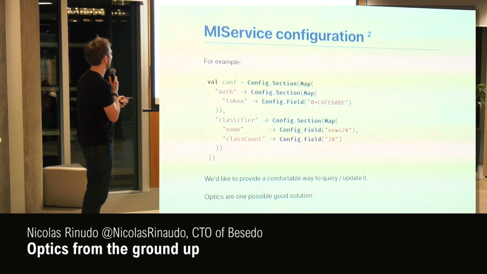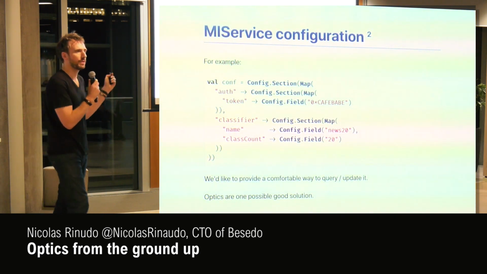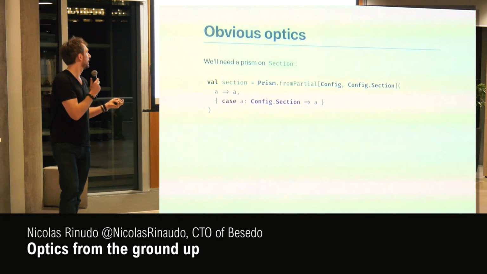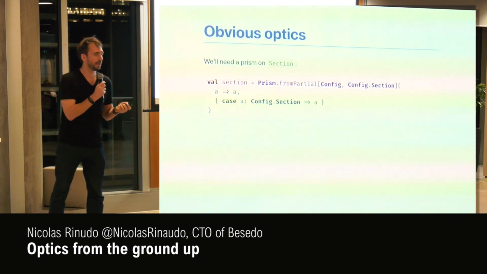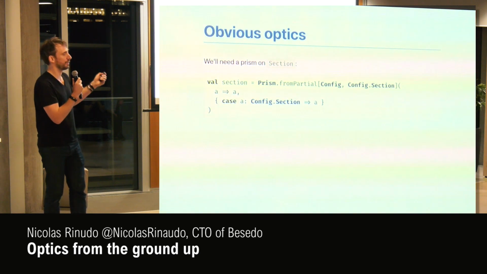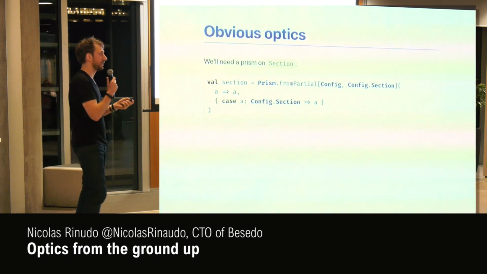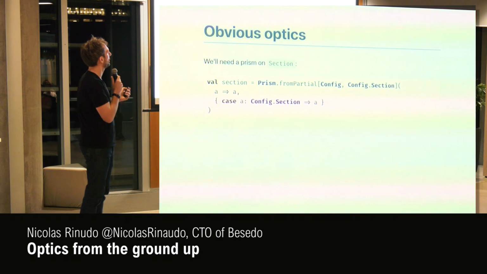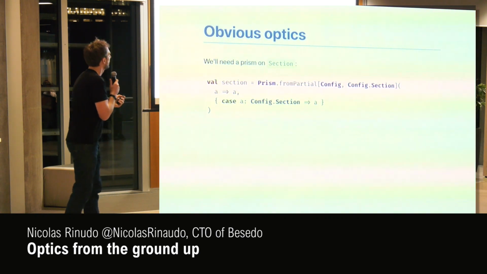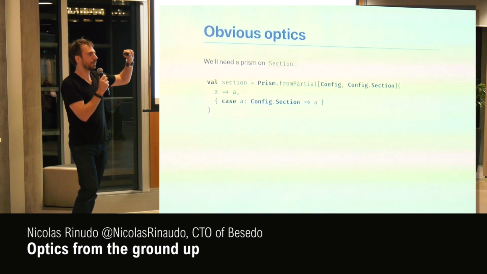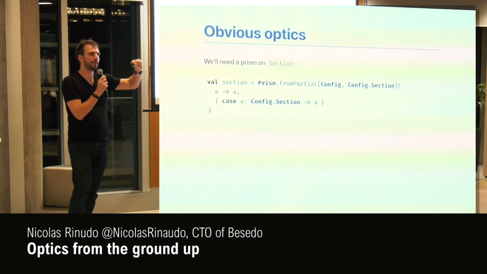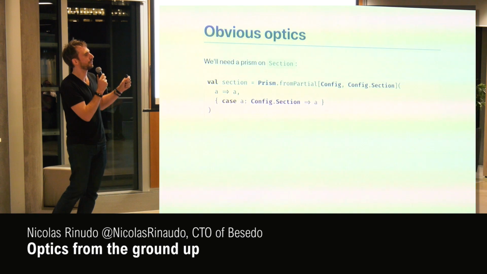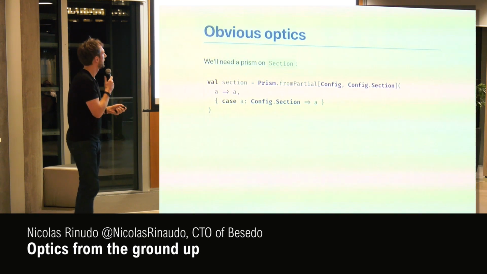Right, so we have our configuration value, and we'd like to have a good way of updating values nested inside of it. DSLs are all the rage. We would like to have a nice DSL to update that. And the obvious solution, because we've been talking about optics for 45 minutes now, is going to be optics, at least tonight. So we need a prism on a section. A prism on a section is something that's going to allow you to go from a config to a config section. Config is some type, right? It's either a section or a field. So we want to be able to go from a config to a section, and from a config to a field.